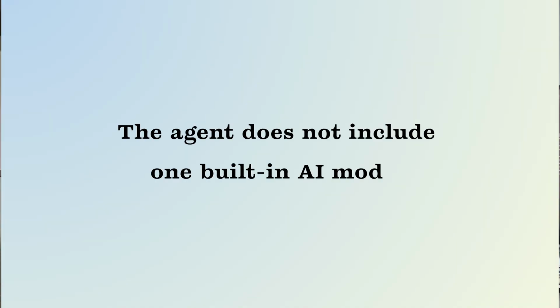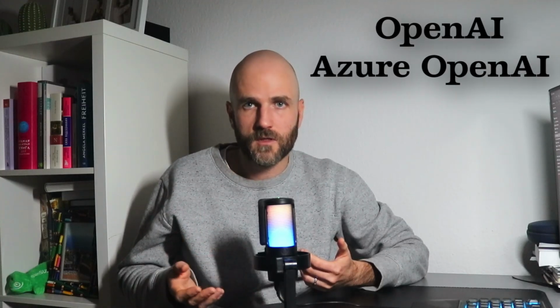Now, we cannot talk about an AI tool in production without addressing security and configuration. The documentation is very clear on this. First, regarding the AI model itself, the agent doesn't include one built-in. You have to configure your own AI provider, whether this is OpenAI, Azure OpenAI, or Anthropic. This gives you control over where your data goes.